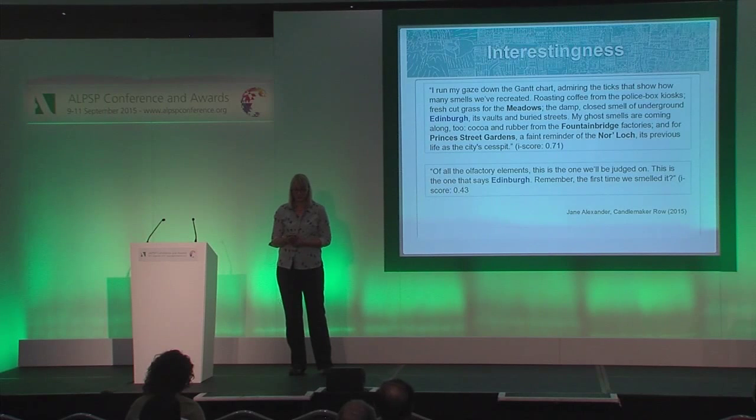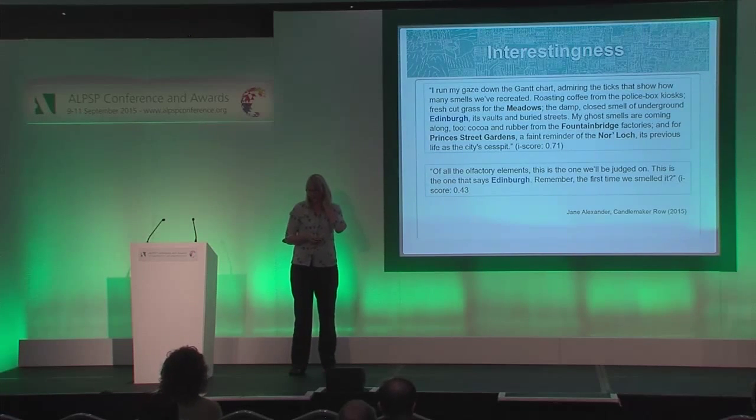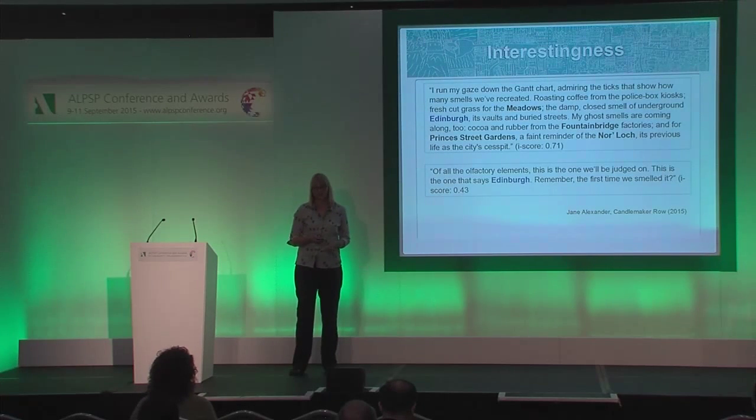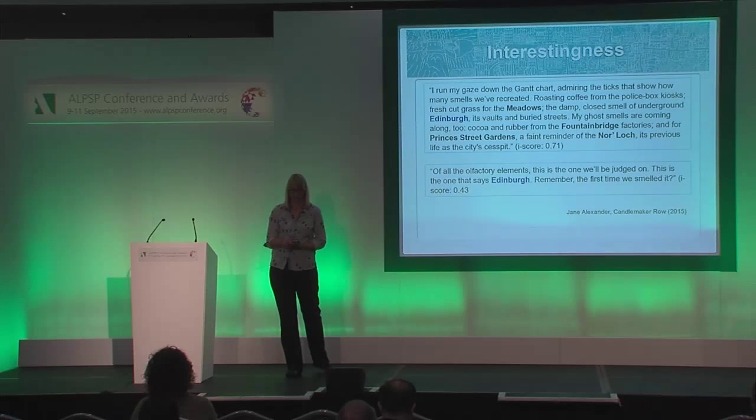And these are 2 snippets from Jane Alexander's Candlemaker Row, where you can see that we compute this I-score, the interestingness score, basically, using different features like, has it got adjectives in it, how long is it, how many locations are in it, and so on, to be able to distinguish between snippets that potentially are more interesting than others. Just as a side, this Candlemaker Row is a short story that won the writers' competition that was run as part of the project. And if you're interested in Edinburgh, it's a really nice piece of literature.